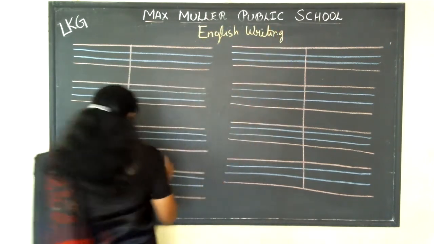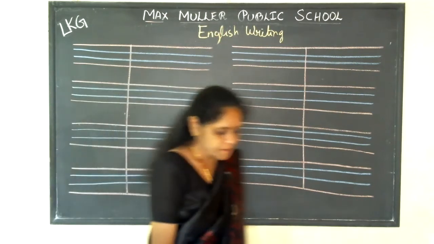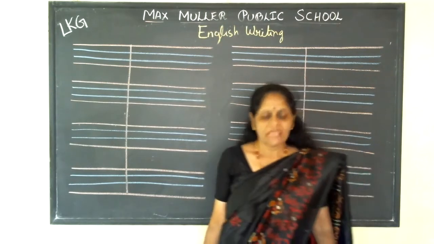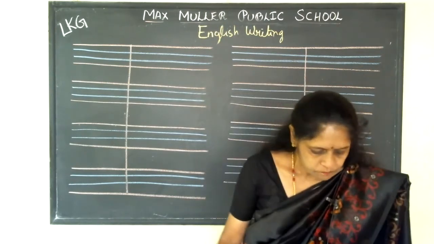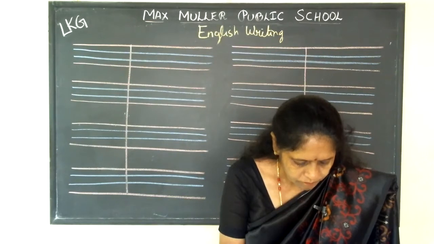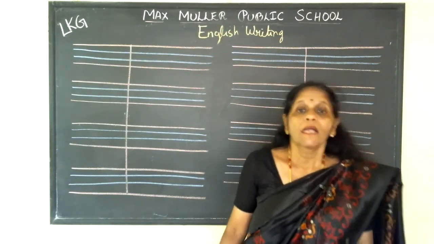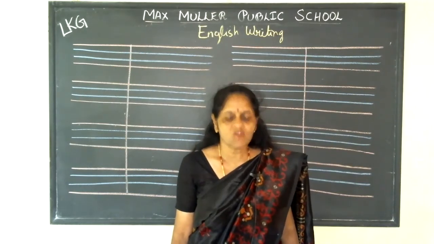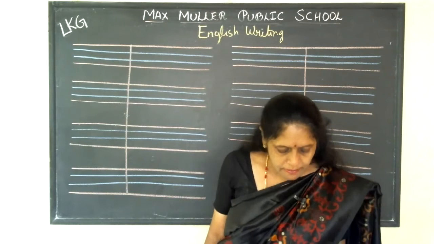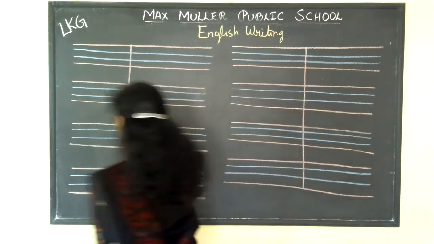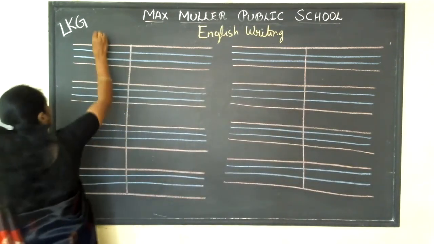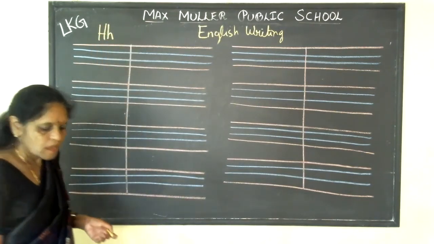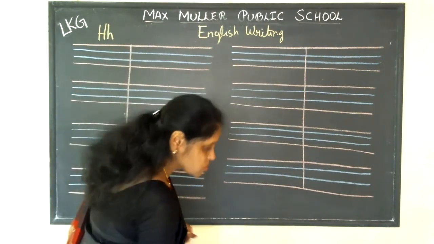English writing. Okay, in the previous class, what did you learn? In the previous class, you learned capital G, small g, capital F, small f. So today you're going to learn capital H. How do you write capital H, children? H for house.